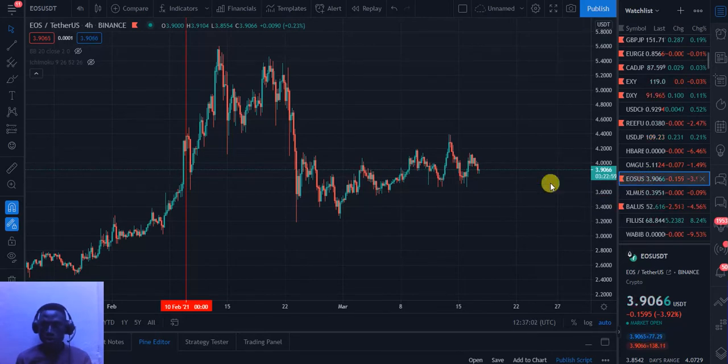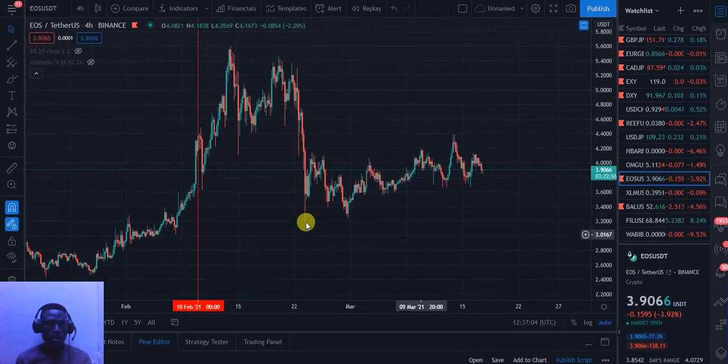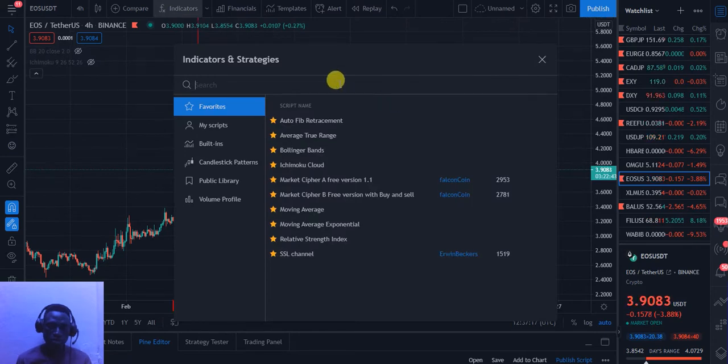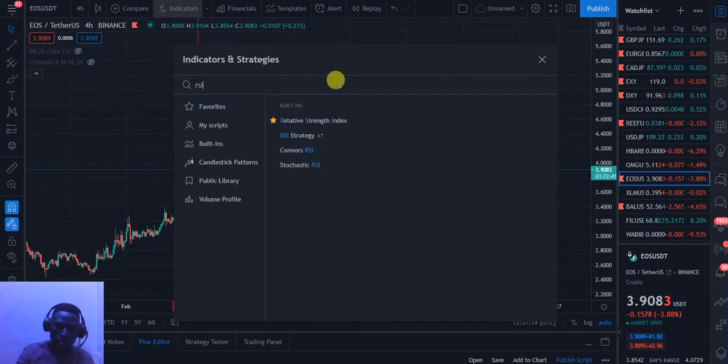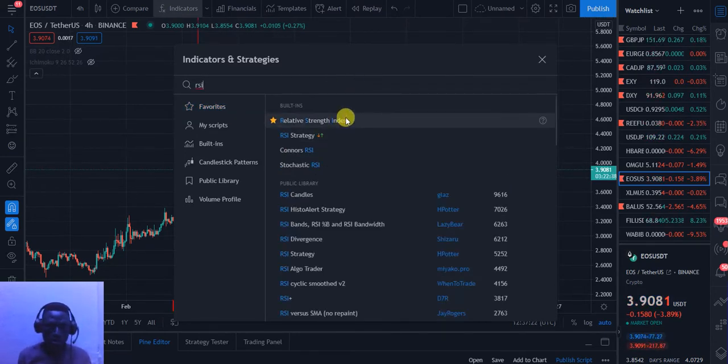So we'll be using US coin for this trade, and we'll be adding two indicators, which are RSI, relative strength index, and Bollinger Band. So I'm on TradingView. Click on indicators there, where you can search for indicators. You can just type RSI. You see it there. You click on it. It's going to add automatically.